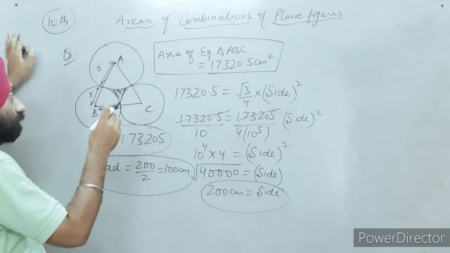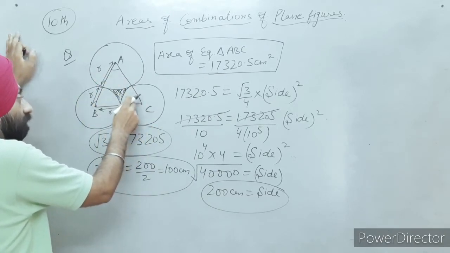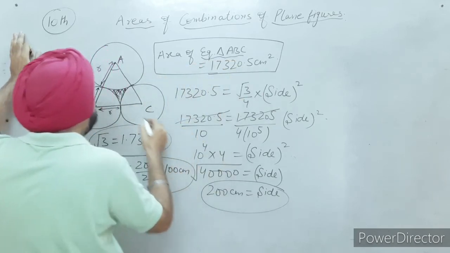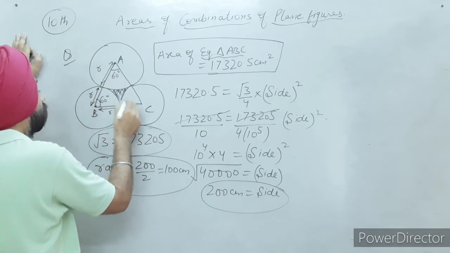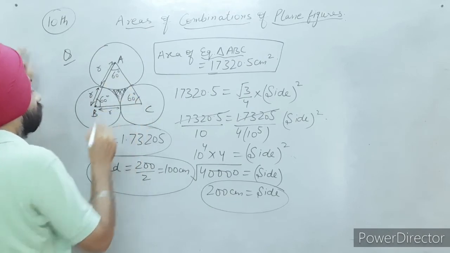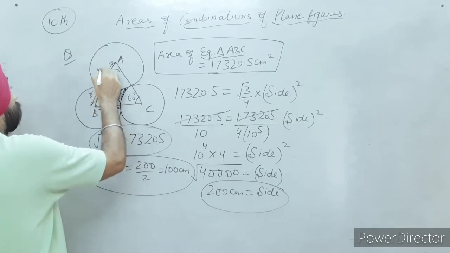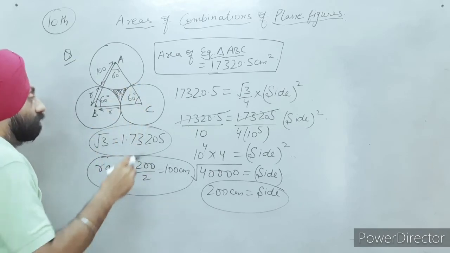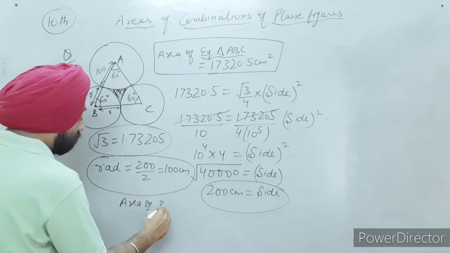I need to subtract the area of the three sectors to get the shaded region. Now since it's an equilateral triangle, each angle will be 60 degrees. This radius is known to me, that is 100, this is again 100, and so on, R is 100. So just calculate the area of three sectors.